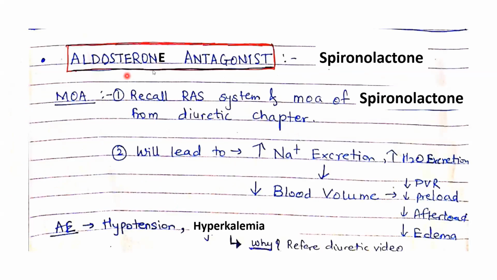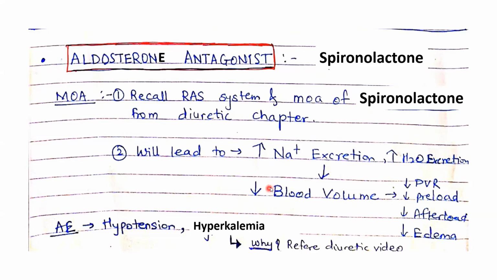Next class of drug is aldosterone antagonists. Aldosterone, you have to recall, is a part of the renin-angiotensin aldosterone system, RAS system. The drug which acts as an aldosterone antagonist is spironolactone. You have to recall the mechanism of action of spironolactone from the diuretic chapter. For that, you can refer to the video which captures spironolactone mechanism of action.